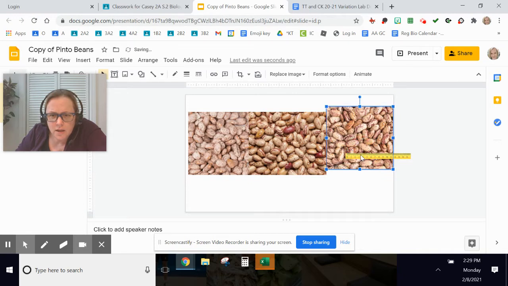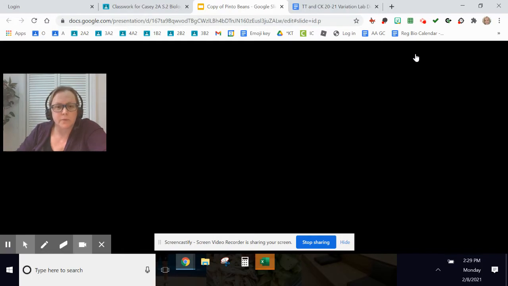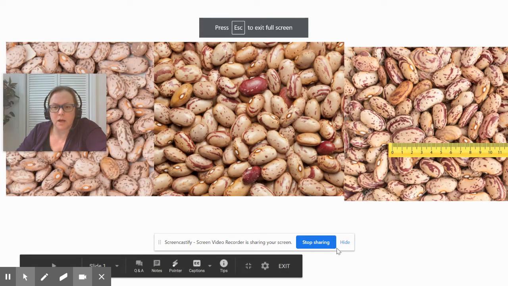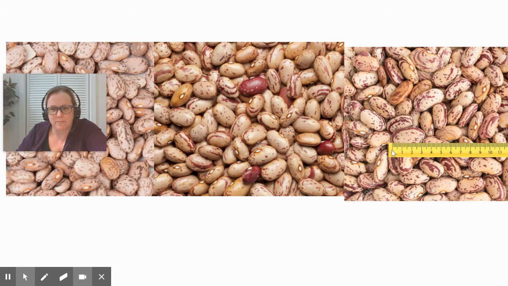Oops, don't do that. And once you think you have the ruler lined up pretty good, oh, that was a little high. As you can see, you might need to manipulate it a little bit. Then you can go back into the present mode. And from here, you can look. So I actually ended up having my bean at the 0.